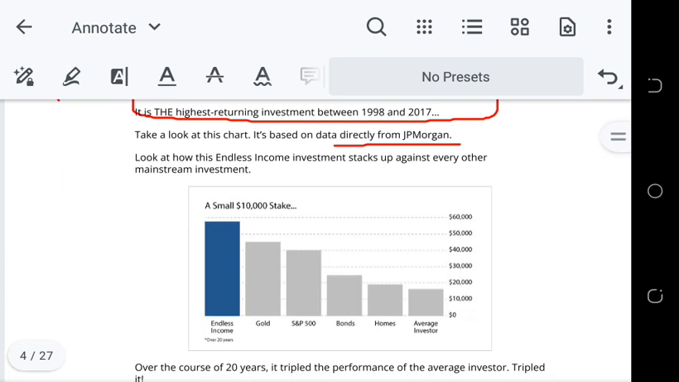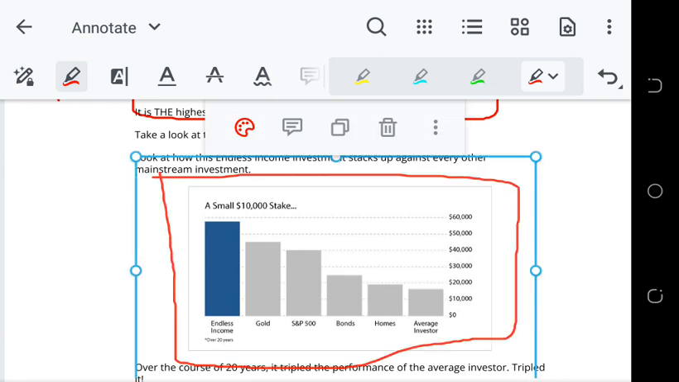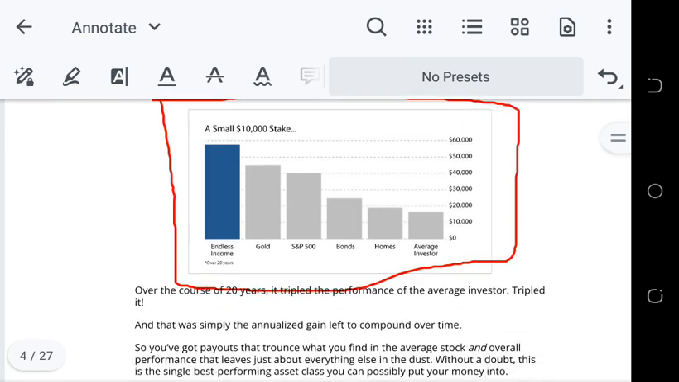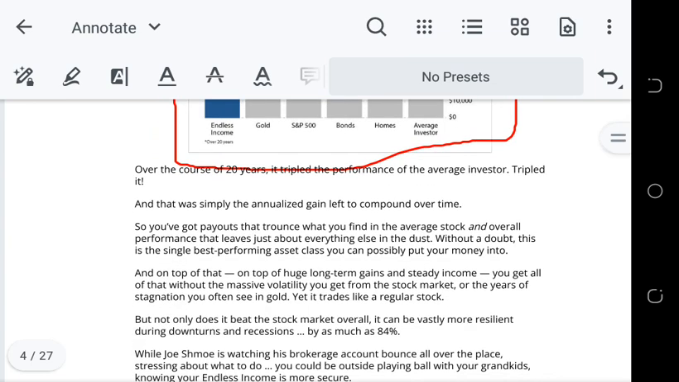Now take a look at how this endless income investment stacks up against every other mainstream investment. So once again, in financial markets, tables and graphs are usually very powerful proof elements. You can actually just see whatever they're trying to show you there. Endless income beats all kinds of investments by a long margin, just from the graph and from the results gotten from these companies. Over the course of 20 years, it tripled the performance of the average investor, tripled it, and that was simply the analyzed gain left to compound over time.